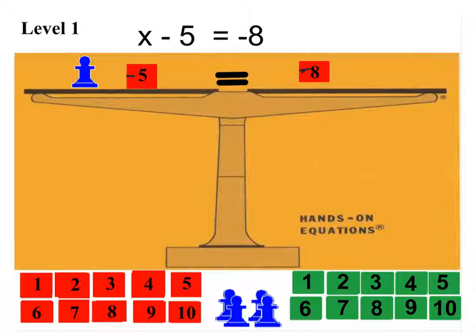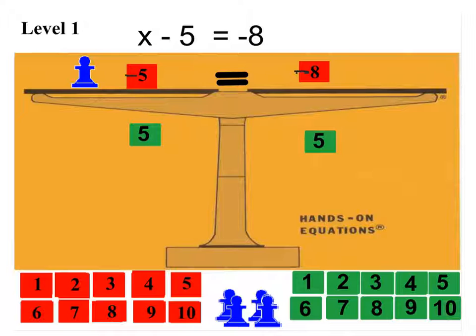Now, I want to cancel out the -5. Notice that I'm starting on the same side as x, and I want to get rid of that -5. Well, the opposite of -5 is +5. So, I'm going to add +5 to both sides.